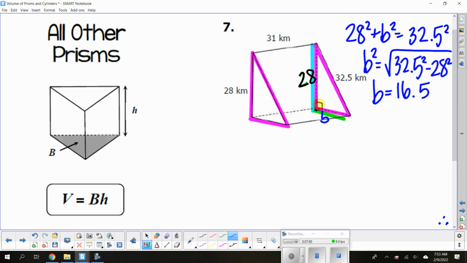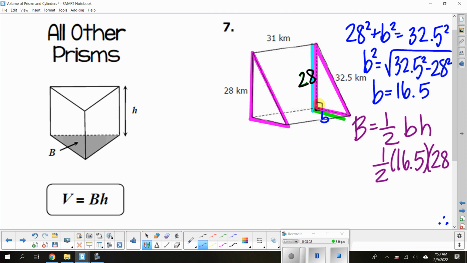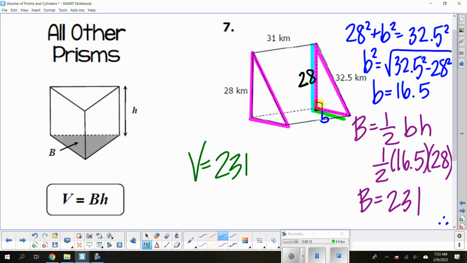Now I can find an area, because now I have the two things I need. So big B is going to be 1/2 base times height, again, it's the base shape of the triangle. So 1/2 is 16.5, and then that height is 28, so flip it over. So big B is going to be equal to 231. The only thing I need to go from area to volume is the height.